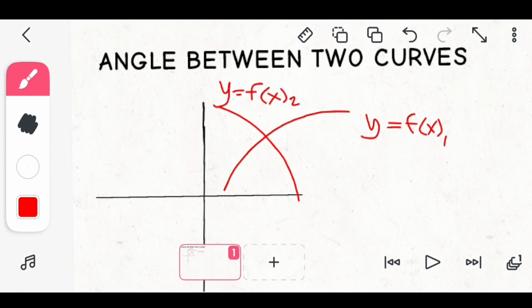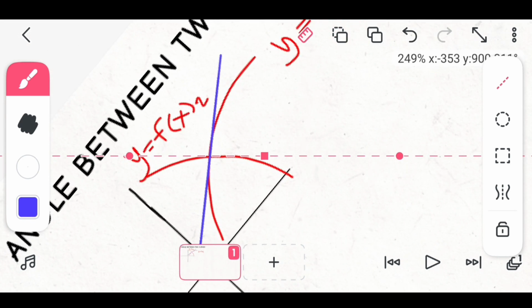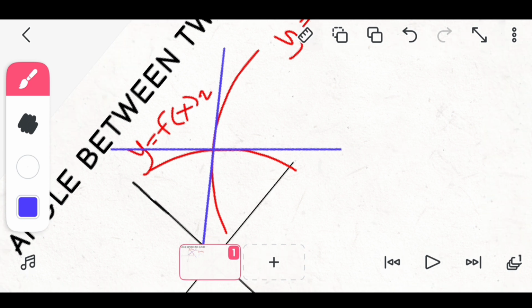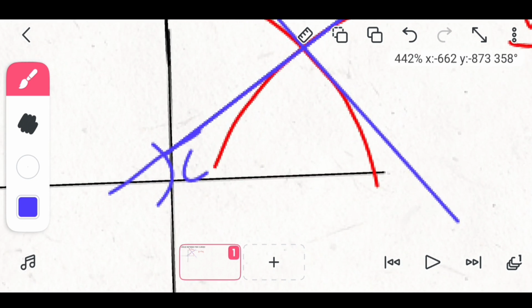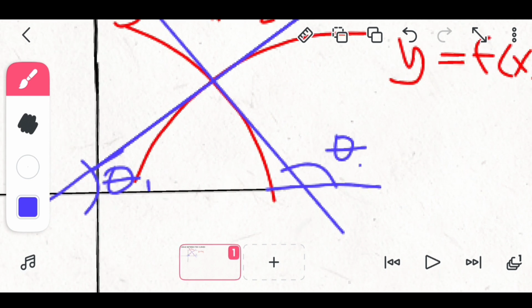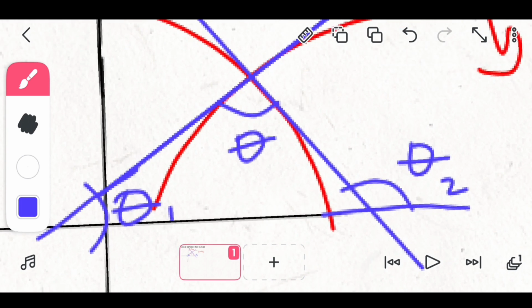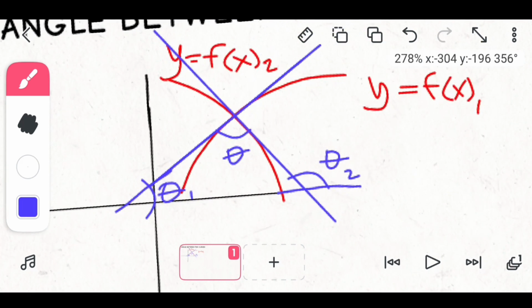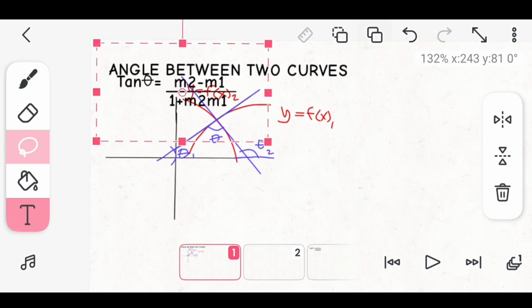Then after that, let's draw the tangent line of each curve. Then this is the angle 1 and angle 2. Then this is what we need to find. The middle one, we need to find that. Then we are going to use this formula.